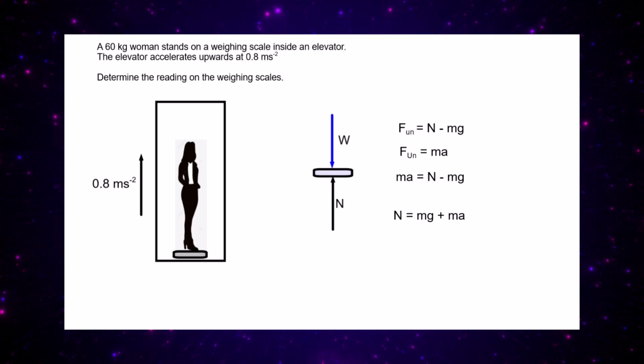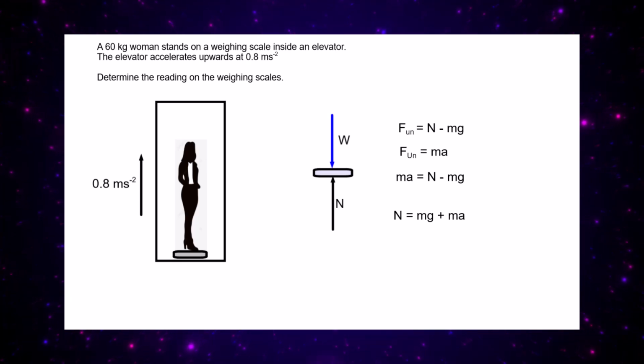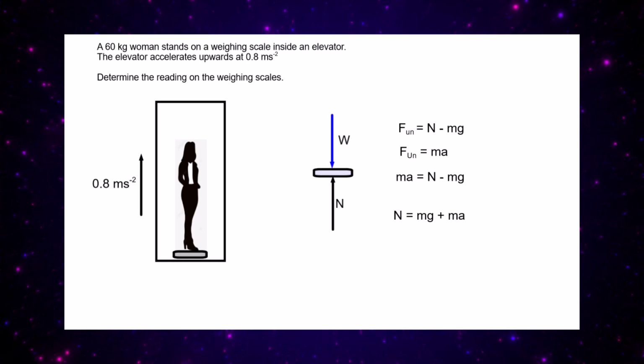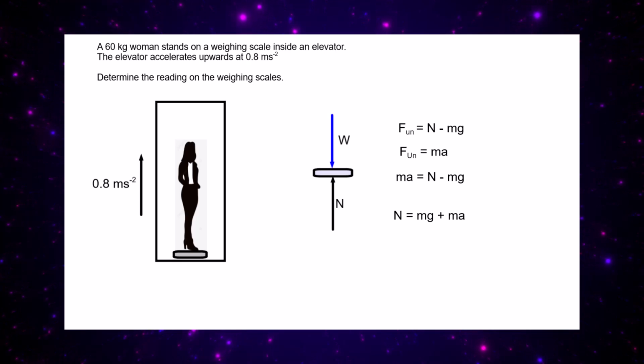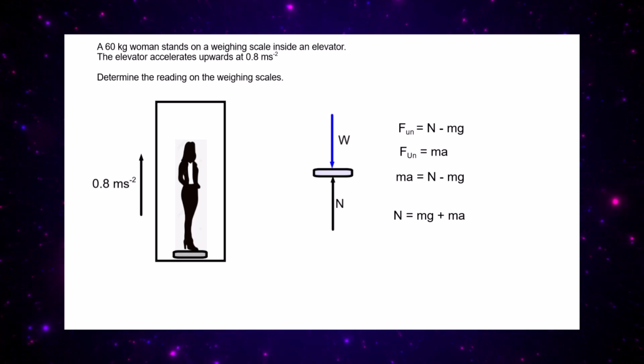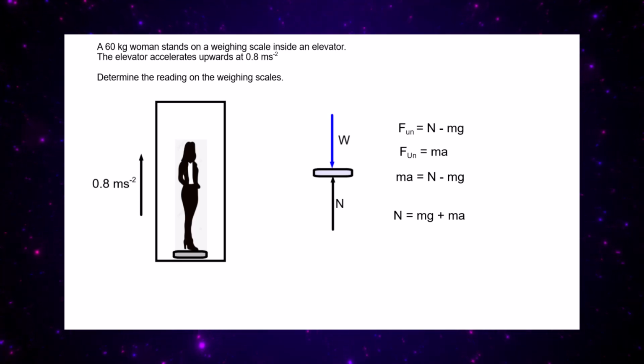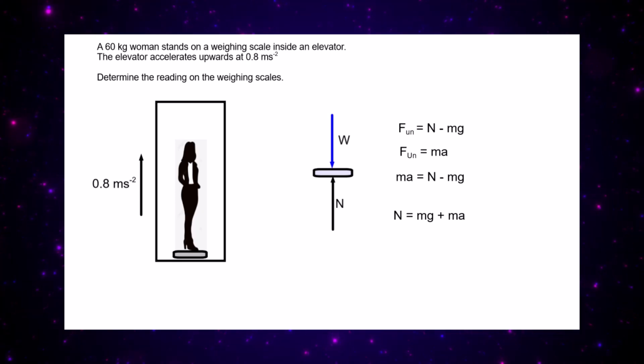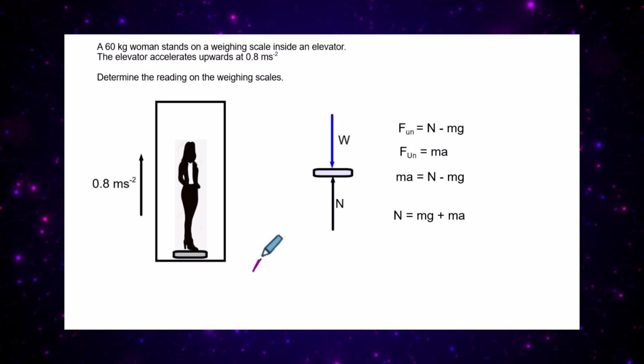Now, you won't get that expression in your relationship sheet. You have to either remember it or you have to derive it from that little diagram there. It doesn't take much to derive it. And it's also good to derive it because it gives you a good understanding of the forces acting on that weighing scale. So if we work out what N is, it's a straightforward little substitution.